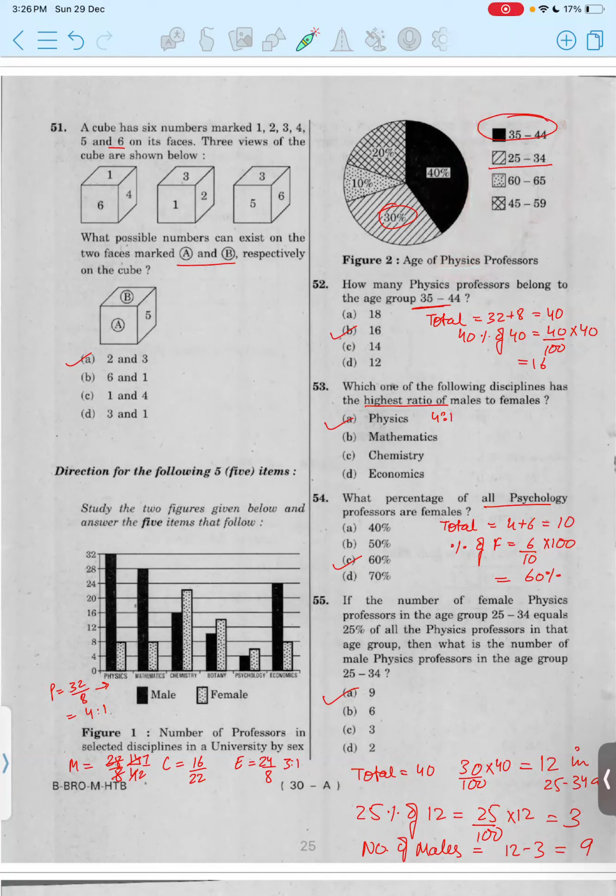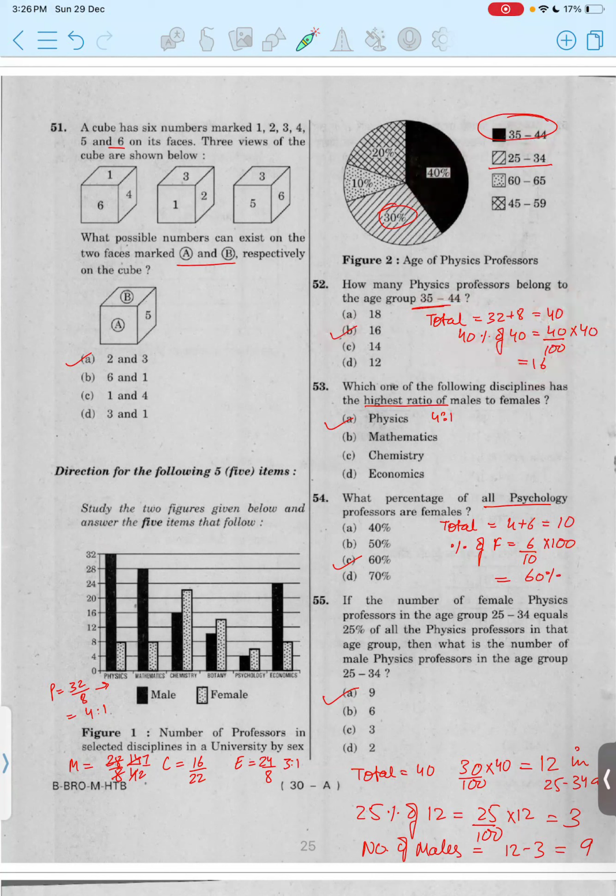Question 52 states: how many physics professors belong to the age group of 35 to 44? We have to find the number of physics professors. So this is for physics. First, we'll calculate the total number of physics professors. You'll add 32 and here 8, which is for the female physics professors. So it will be 40 total physics professors. And we are already given that the age group 35 to 44 has a 40% share. So we'll calculate 40% of 40, which will be 16. So 16 is the right answer for 52.